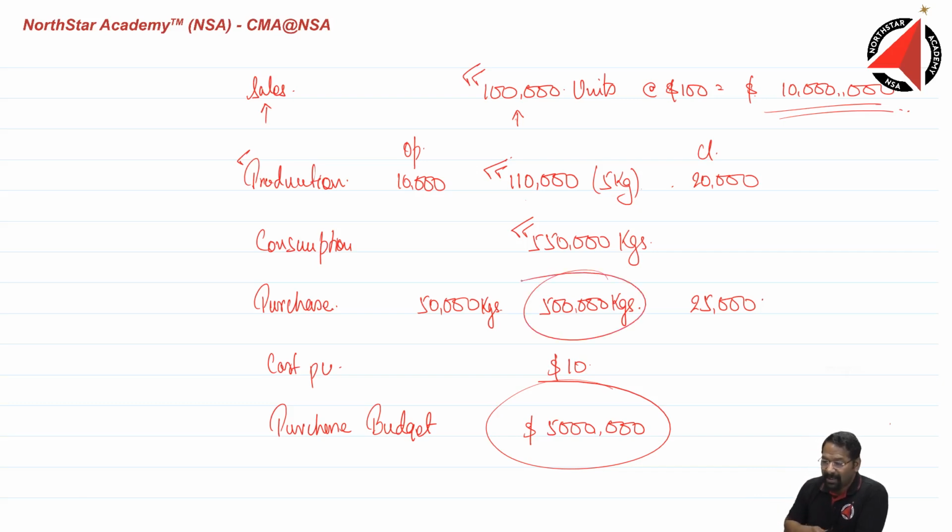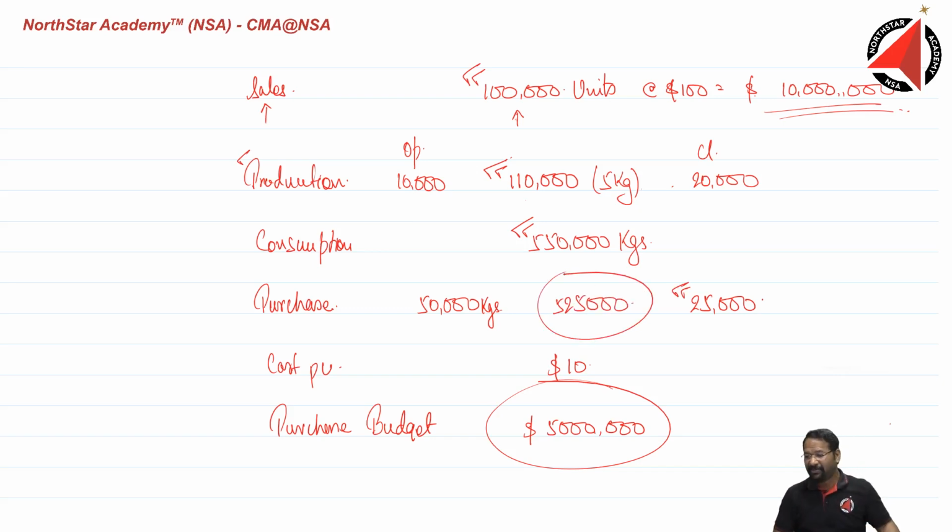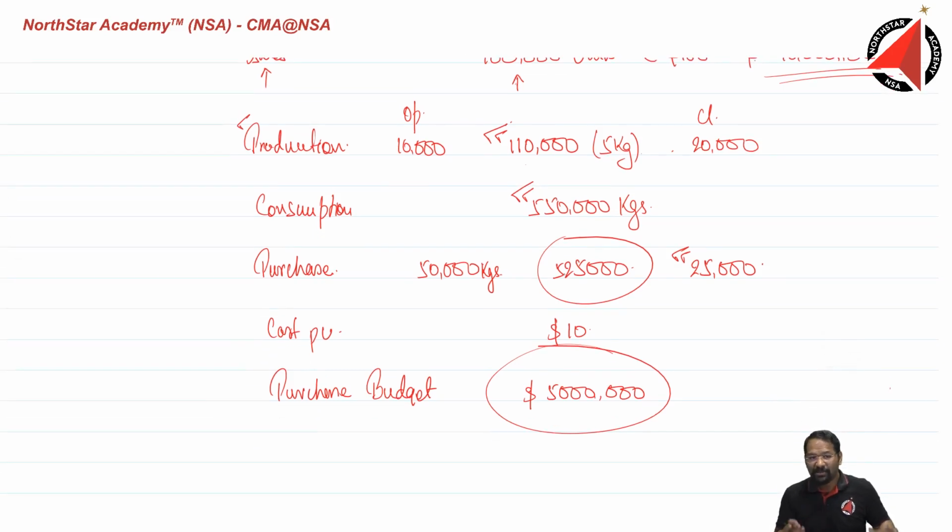So my purchases should be whatever I want in closing stock added. I should increase my purchases, so it should be 525,000 kgs. So if my purchases have to be 525,000, how much should be my purchase budget? My purchase budget has to be $5,250,000.